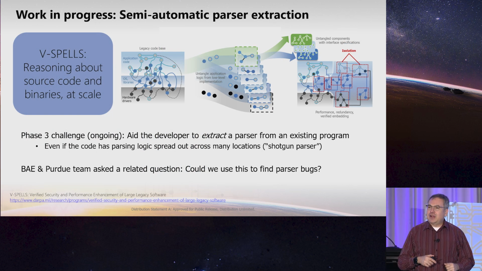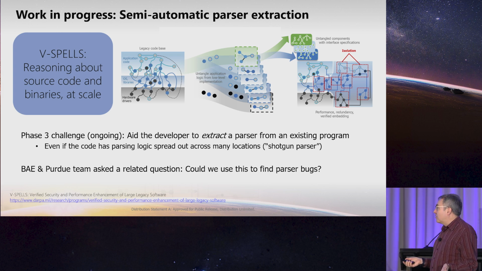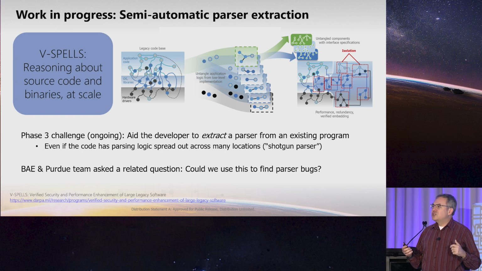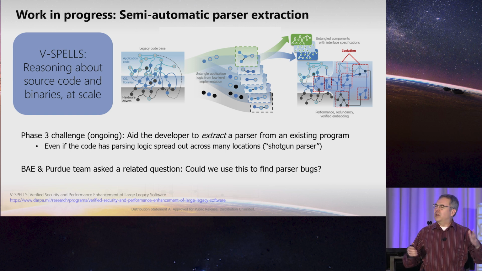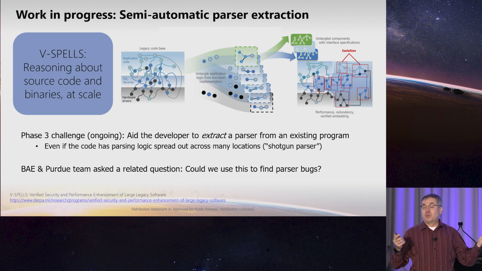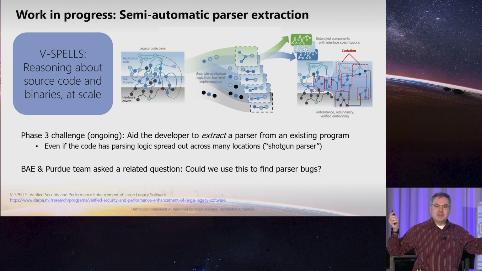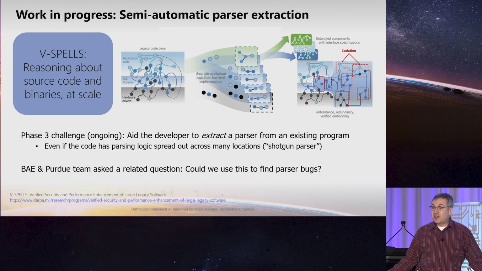But the work never ends. Right now, today, we have a DARPA program called vSpells. I'm the program manager for vSpells. And one of the challenges that we've given our performers in phase 3 of vSpells, so first off, wait, what's vSpells? vSpells is analyzing code, whether it's source code or binary, at scale. Millions, tens of millions, hundreds of millions of lines of code. So tooling to do general purpose software analysis.